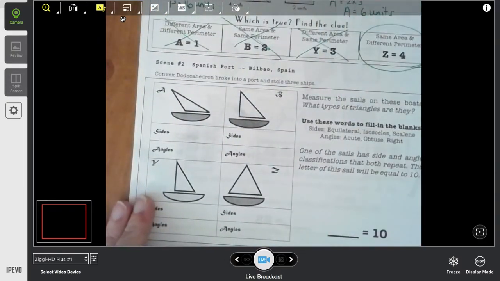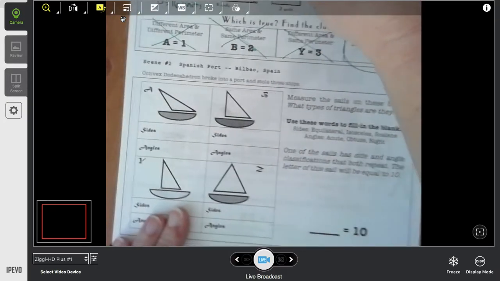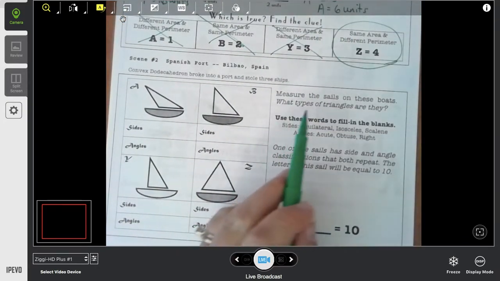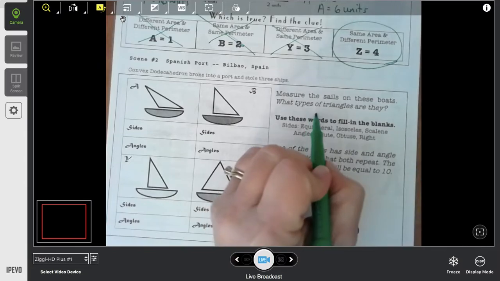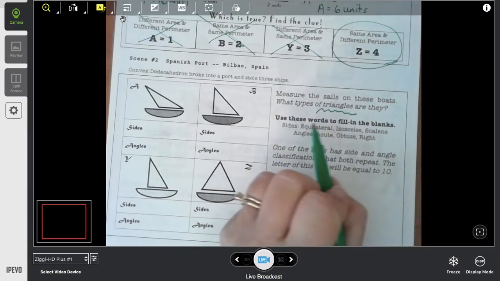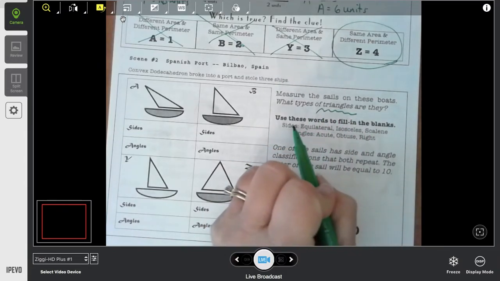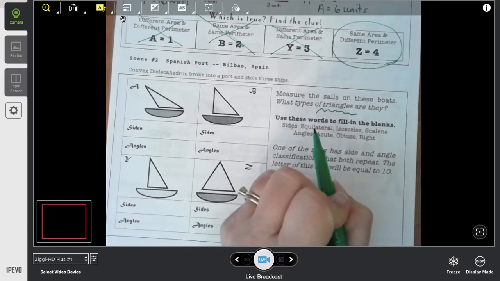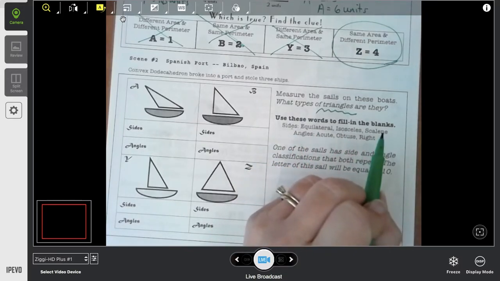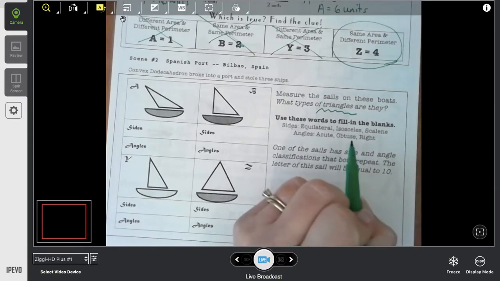All right, let's look at our next clue, the sailboats. The wording on this one was pretty difficult, so we had to go through pretty slowly, okay? Measure all the sails on the boat. What types of triangles are they? Use these words to fill in the blanks. Remember, we can name a triangle by its sides or its angles. So it's going to either be equilateral, isosceles, or scalene, and then it's going to be acute, obtuse, or right.